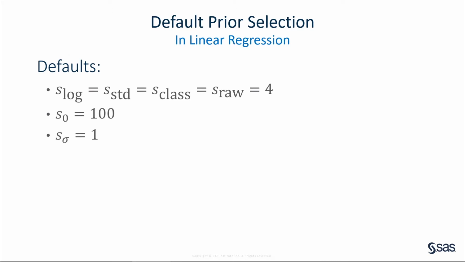Setting S sigma equal to 1 implies that the crazy value of sigma that we never expect to see is the sample standard deviation of the response. This makes sense because in OLS, the error standard deviation is bounded by the sample standard deviation of the response. Again, this prior allows for values larger than that about 32% of the time.